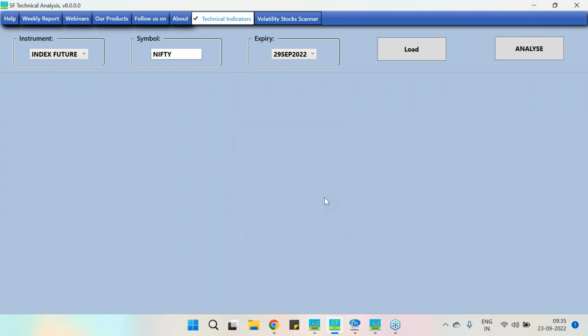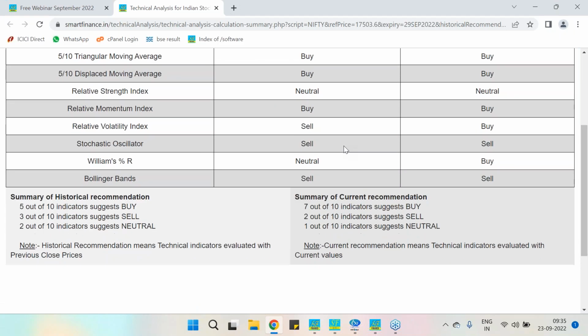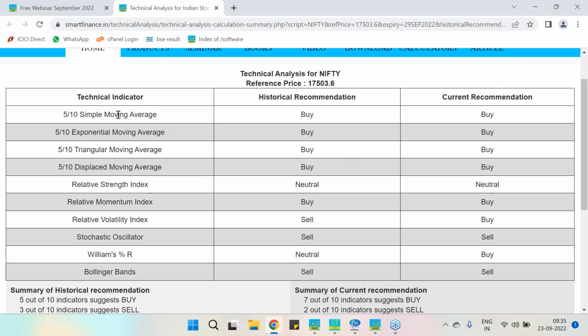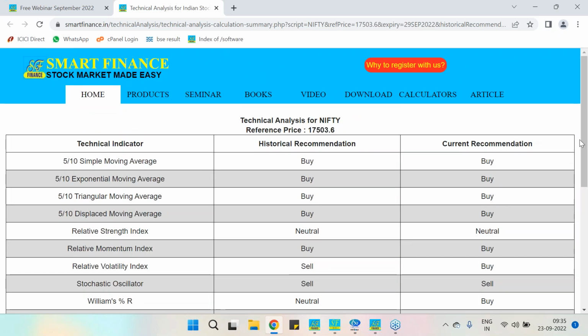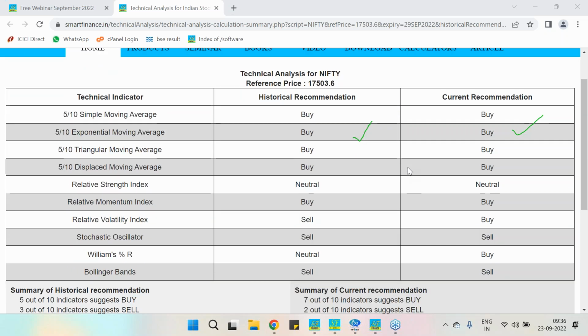So here we have analyzed, or put in, very few technical indicators. You can see Bollinger Band, stochastic, then RMI, relative RSI, then displaced moving average, simple, exponential, triangular, all these moving averages are there. So it is giving you two analyses: one is historic recommendations, the other the current recommendations. When I say historic recommendation, it is as per yesterday's data.